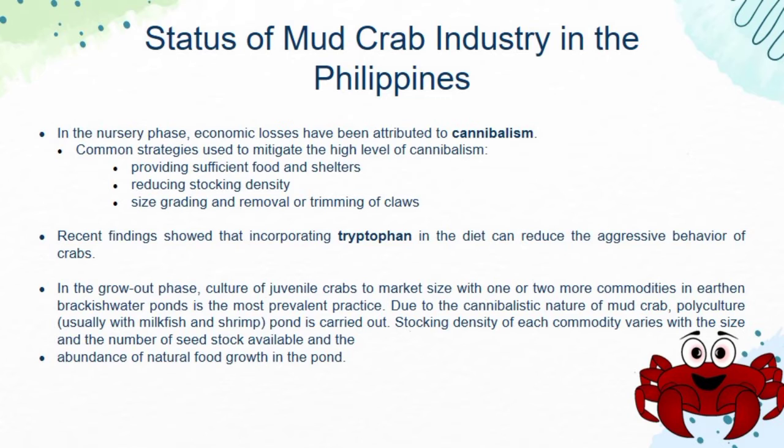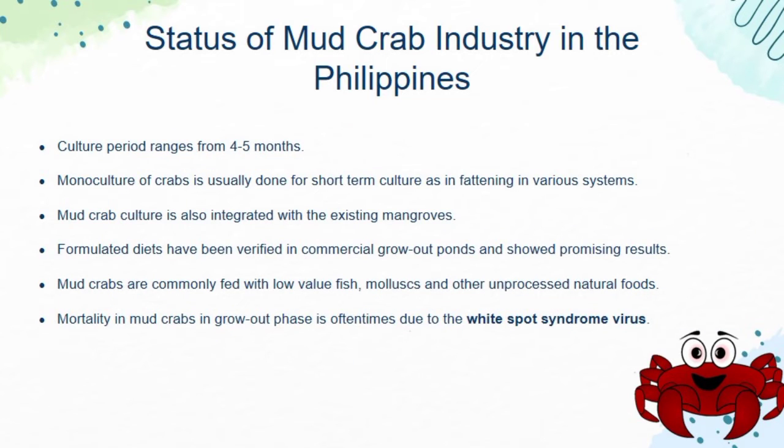In the growth phase, culture of juvenile crabs to market size with one or two more commodities in earthen brackish water ponds is the most prevalent practice. Due to the cannibalistic nature of mud crab, polyculture, usually with milkfish and shrimp in the pond, is carried out. The stocking density of each commodity varies with the size and the number of seed stock available and the abundance of natural food growth in the pond. Crab culture period ranges from 4 to 5 months. Monoculture is usually done for short-term culture as in fattening in various systems. Mud crab culture is also integrated with existing mangroves.